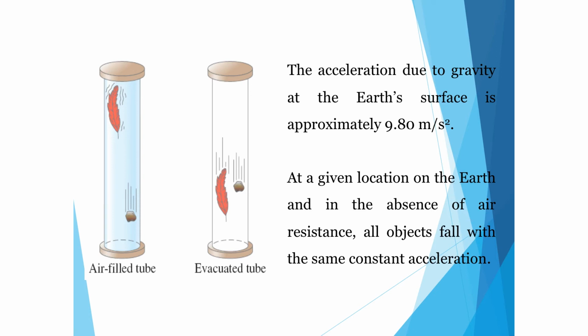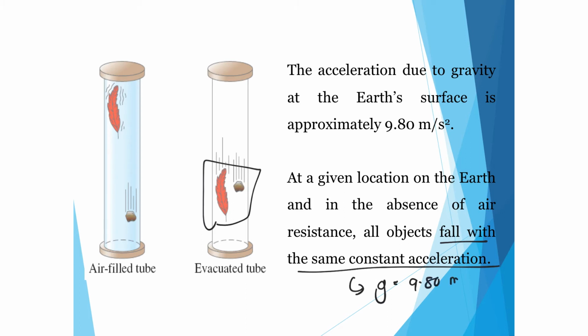So this is basically another experiment that proves it: you have a feather and a rock over there. When you put them inside space with the absence of air resistance, they reach the surface at the same time, because these two objects fall with the same constant acceleration. What is your constant acceleration? It is going to be your g, 9.80 meters per second squared, or you can actually use 9.81 meters per second squared.